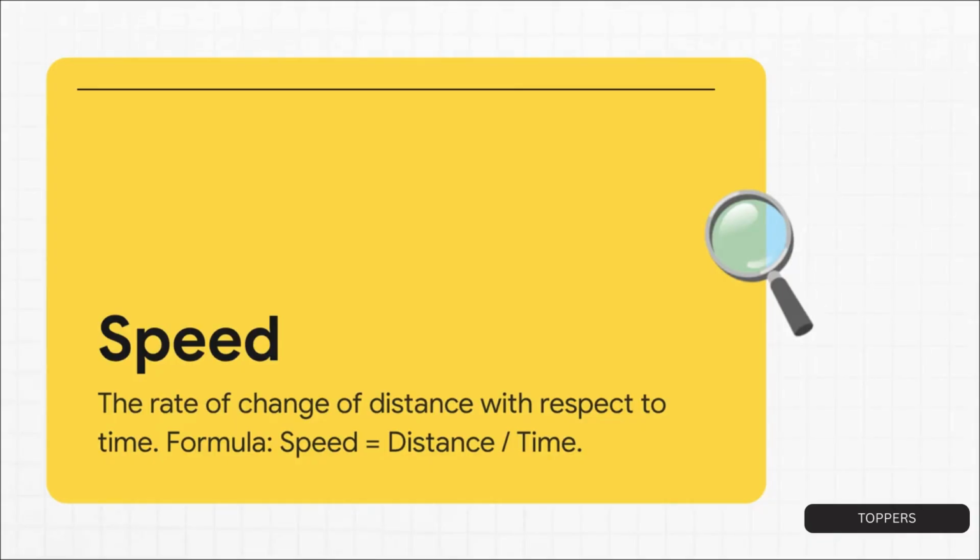Now, speed is the one we're all familiar with. It just tells us how fast an object is covering distance. And we calculate it with that classic formula we all learned in school. Just divide the distance you traveled by the time it took.